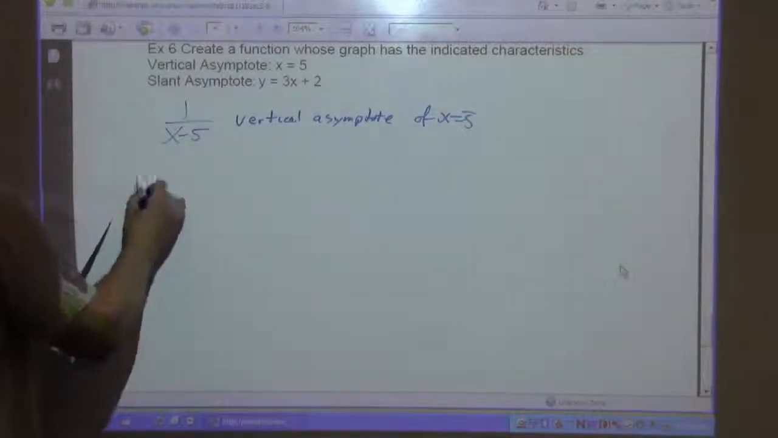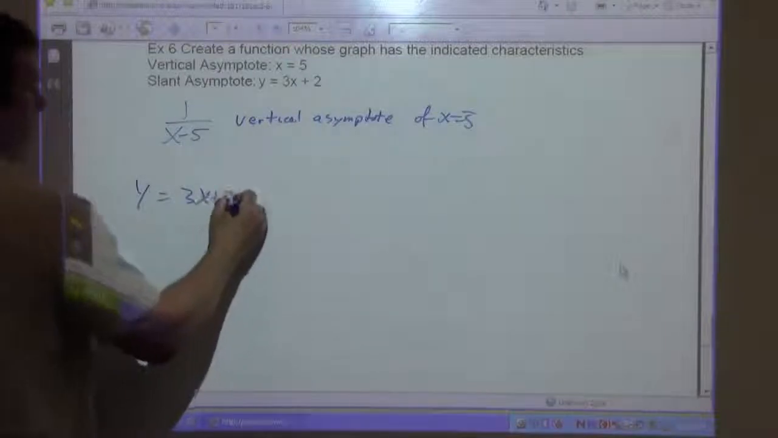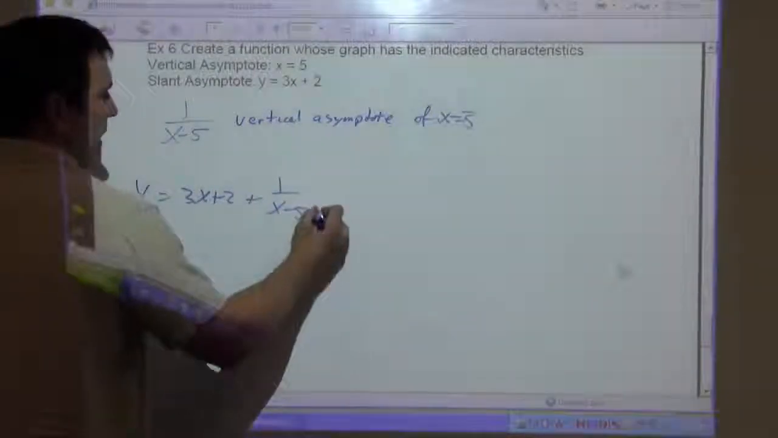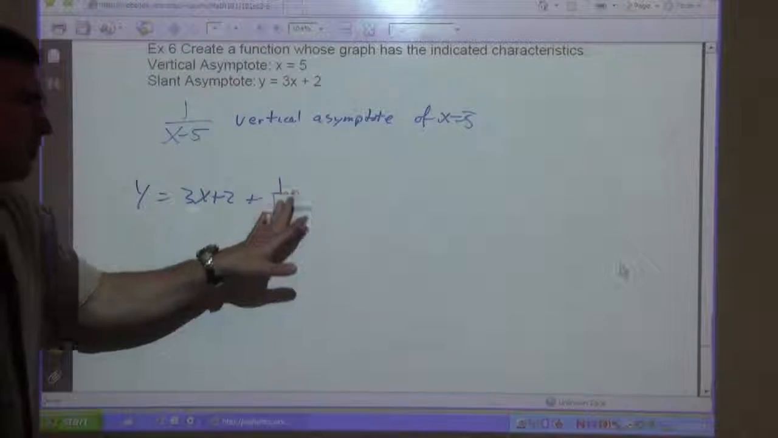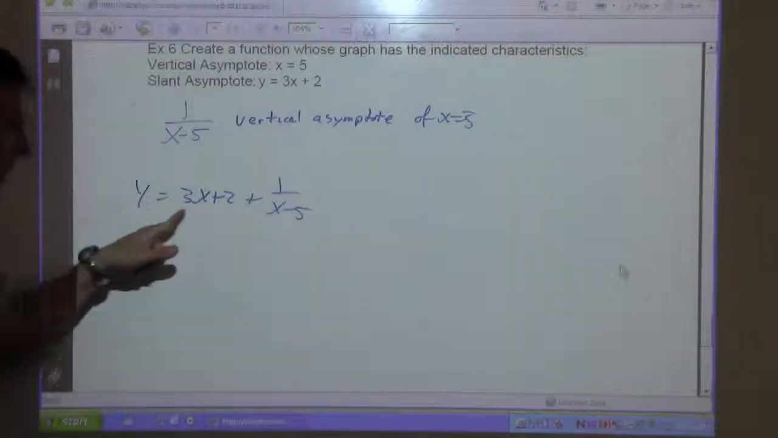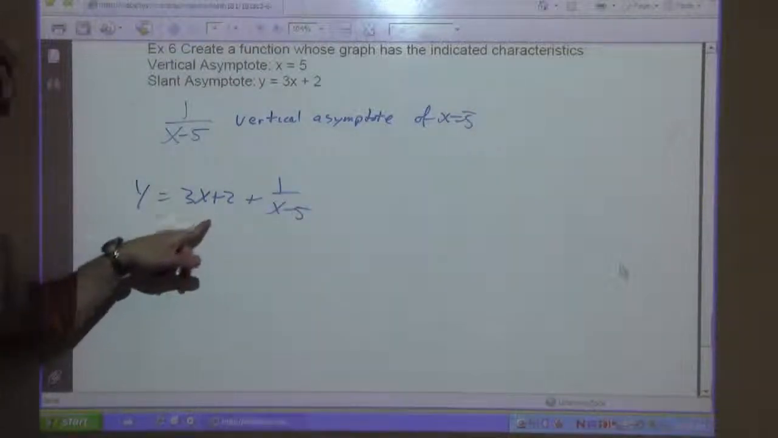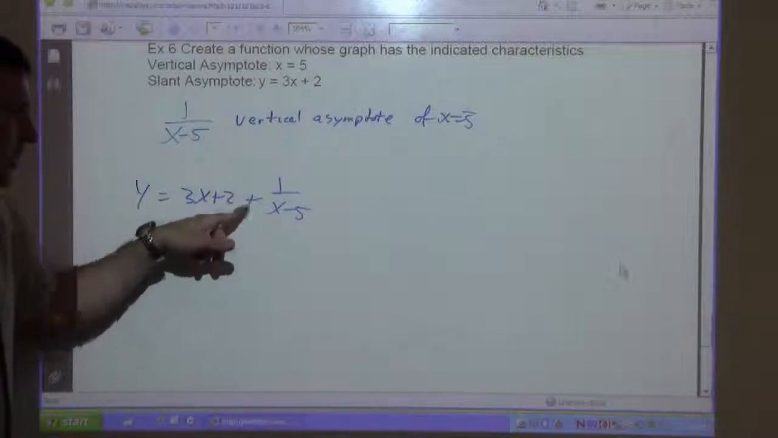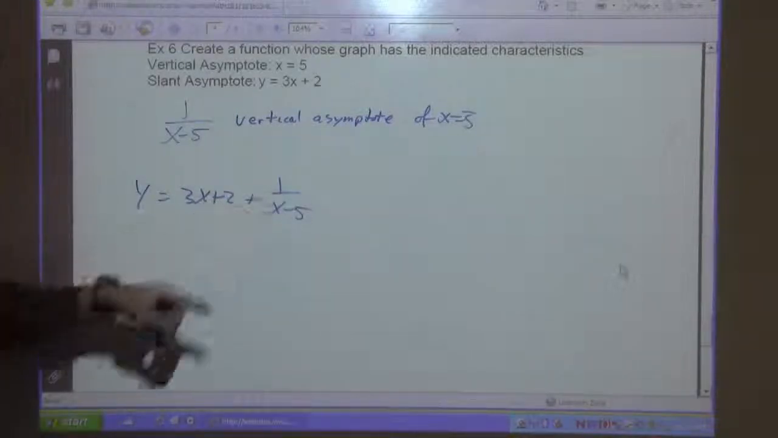Okay, now if we said y equals 3x plus 2 plus 1 over x minus 5, as x gets really big, this part becomes nothing, and this takes over. So it's going to be approaching this line. So if x is very big or very small, this is insignificant, it's nothing.